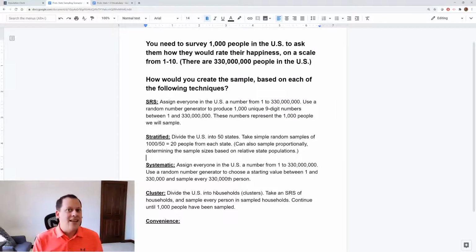If we did states, we would be taking an SRS of states, and then if a state was sampled, we'd have to sample everyone in the state. We only need 1,000 people. There are way more than 1,000 people in each state, so the clusters would have to be smaller. So we're zooming in. Not just a state. Cities, I think, are also too big because almost every city is going to have over 1,000 people.